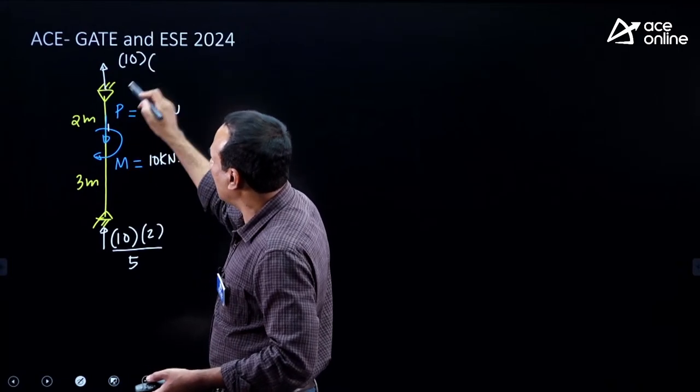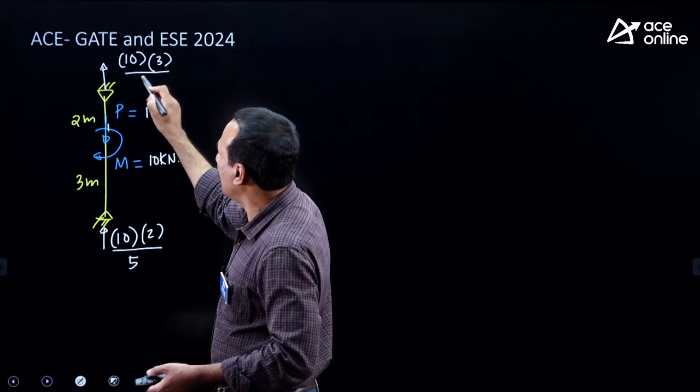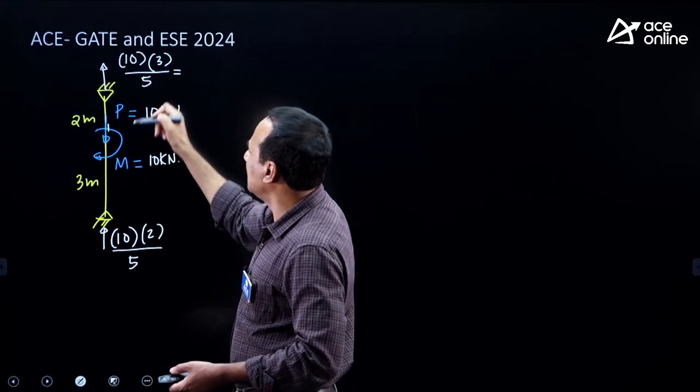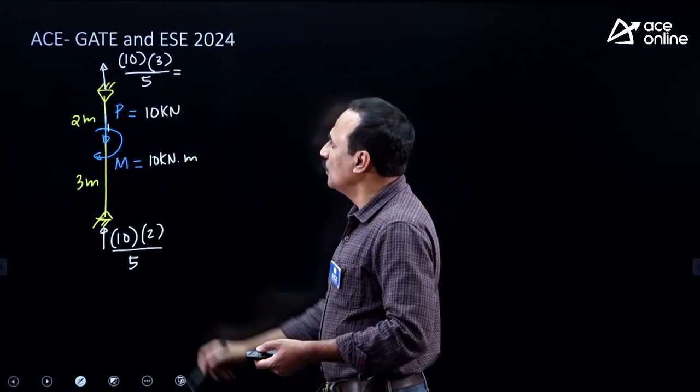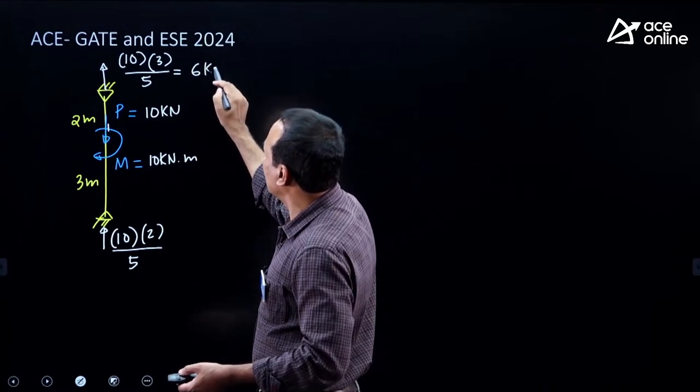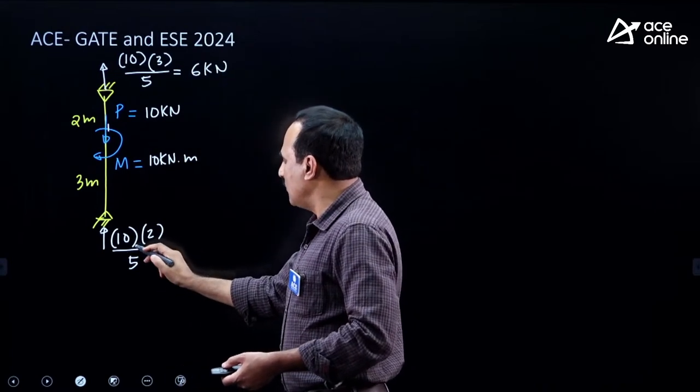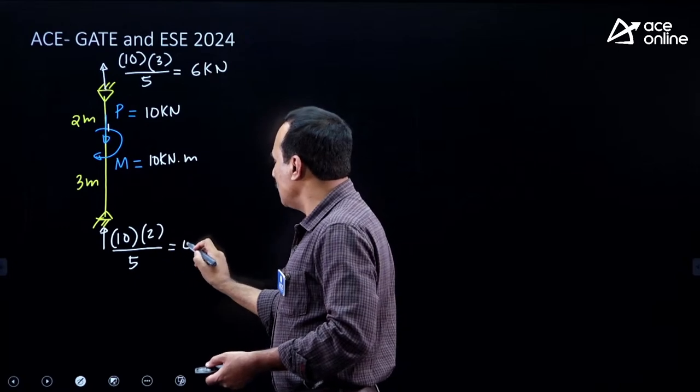Opposite part length 3 divided by total 5. So this is 10 by 5 is 2. 2 into 3 is 6 kilonewton. And 10 by 5 is 2. 2 into 2 is 4 kilonewton.